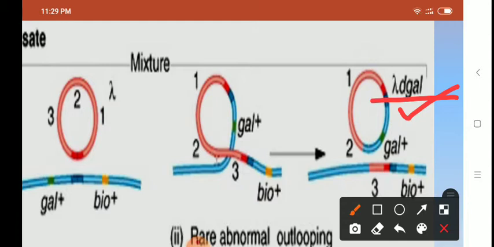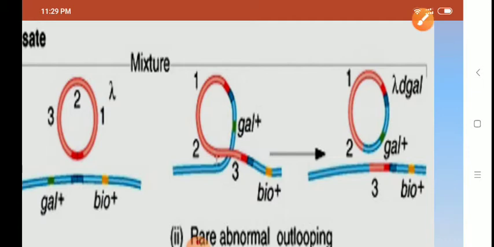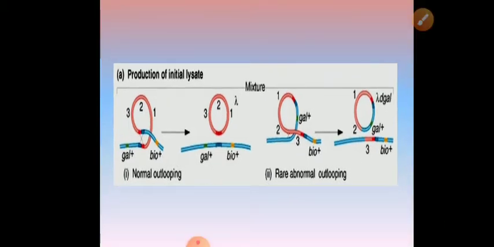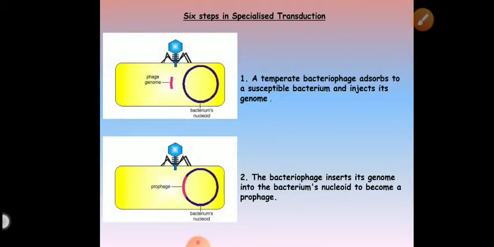The lambda phage genome, the bacteriophage genome, has chromosomal genes of bacteria. So a virus having bacterial DNA, such phages are called defective phages, and these defective phages are capable of bringing about transduction.